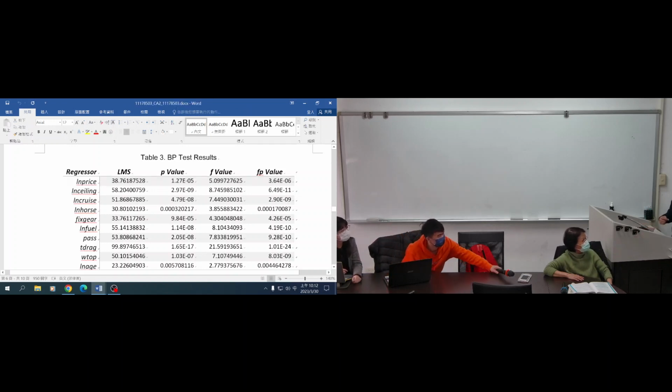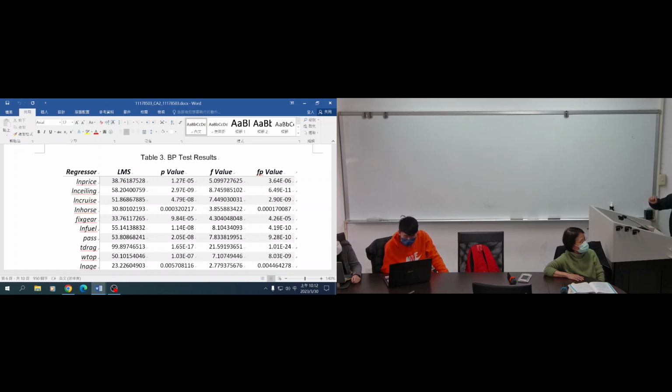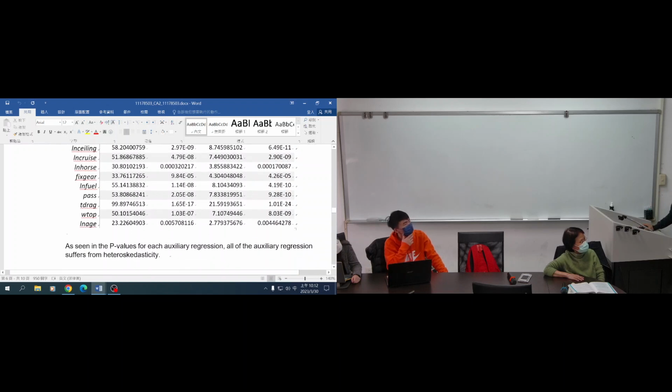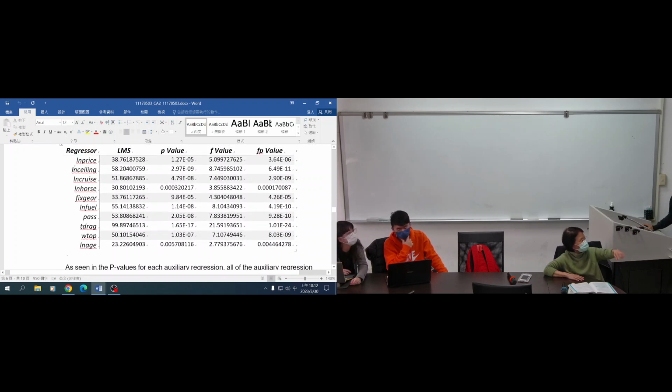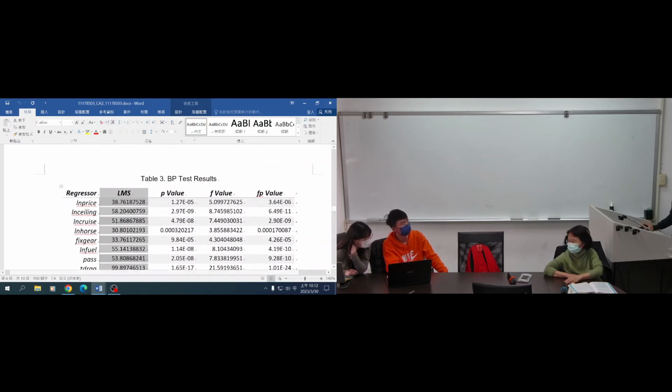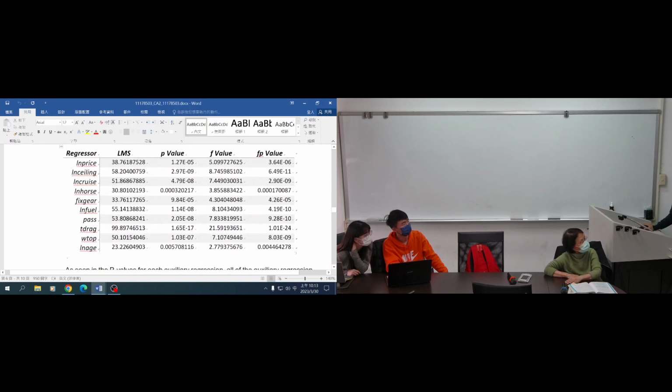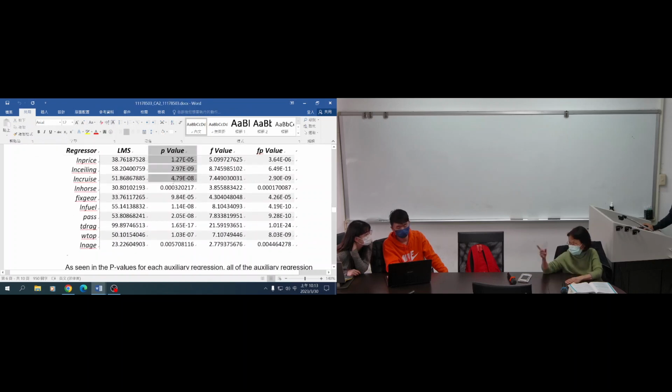I used Python, Professor, to automatically compute the values here, but I just gave the condition that all columns will be used as regressors. Yes, Professor. It automatically computes the Lagrange multiplier. That's why I just included it here. But the results focus on the p-value, f-value, and f p-value, Professor.